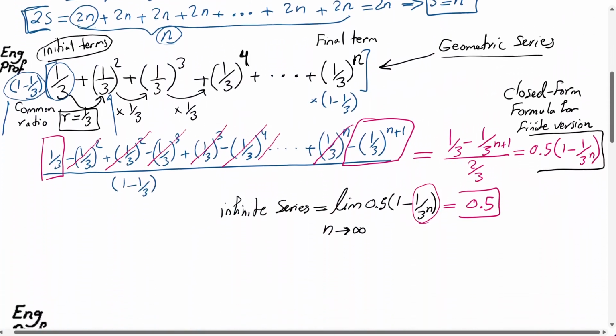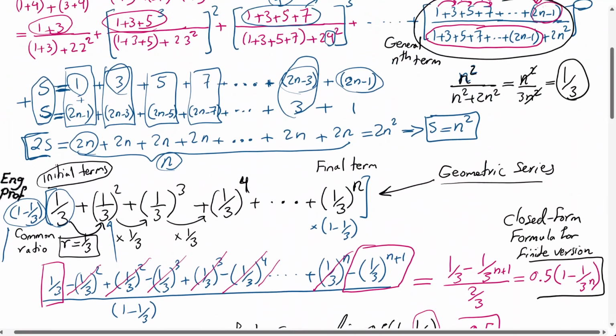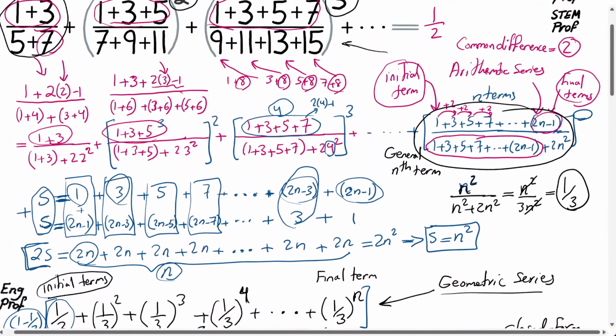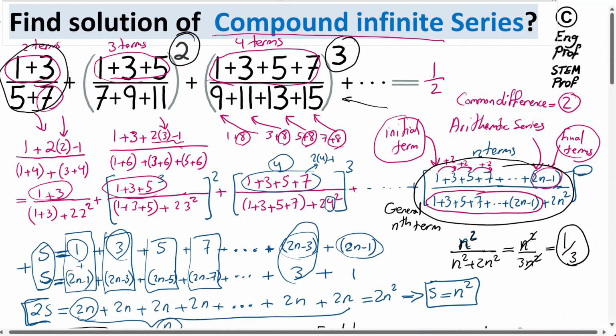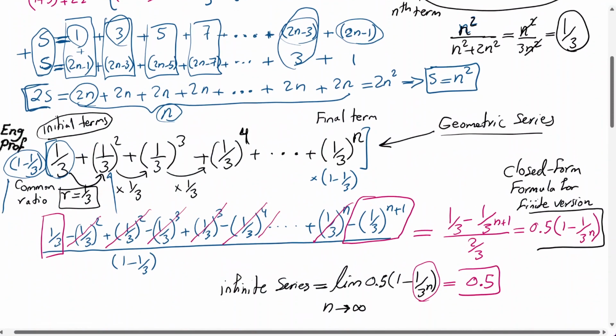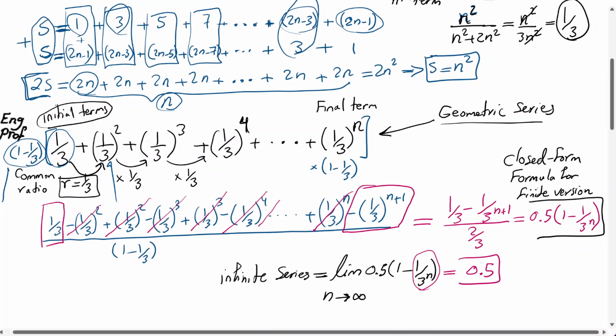I hope this example is helpful in terms of showing how we can address these kinds of series using some tricks, so that we simplify and then find the closed form formula for the finite version, and then the answer and convergence for the infinite version. I hope this example is helpful.